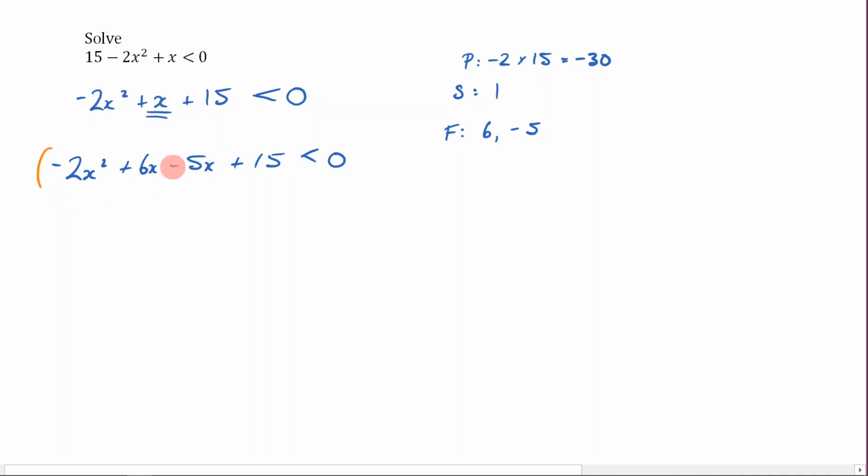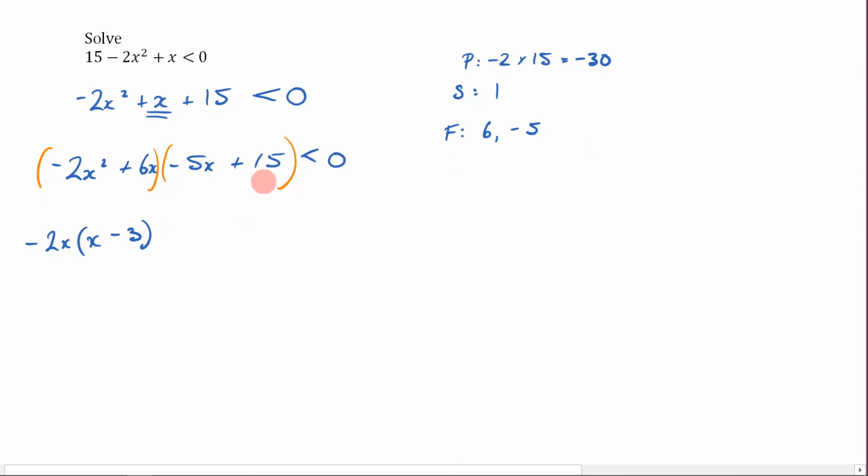The next thing you want to do is you want to factorize by grouping. So I want to take this and I want to see what can I take out of this. Well, we think about it for a second. I could take negative 2x out. So of this, I could take out negative 2x. That would leave me with x here. And over here, it would leave me with minus 3. Think about it. Negative 2x times x is negative 2x squared. Negative 2x times negative 3 is plus 6x.